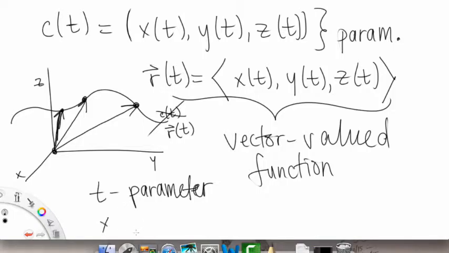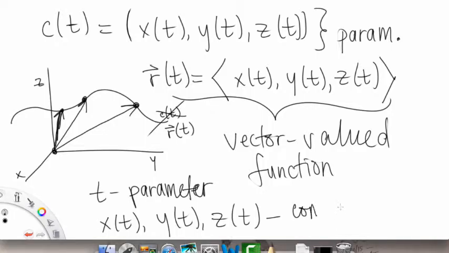And then x of t, y of t, and z of t are our components, or coordinate functions, they're called. So I'll just call them components here, or you can think of them again as parametric equations.